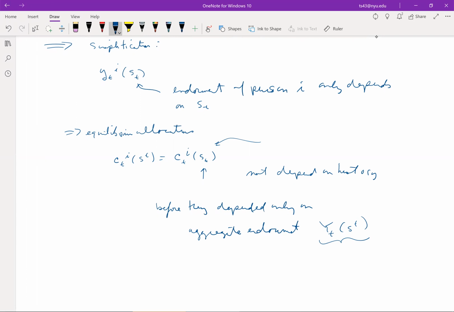It's also true, of course, like an exercise, that if two current Markov states lead to the same aggregate endowment, they're also going to lead to the same allocation. You could check that out. Another thing that we automatically get is our one step ahead pricing kernel. Instead of depending on the entire history, this is now just going to depend on the Markov state. That's going to be a benefit.